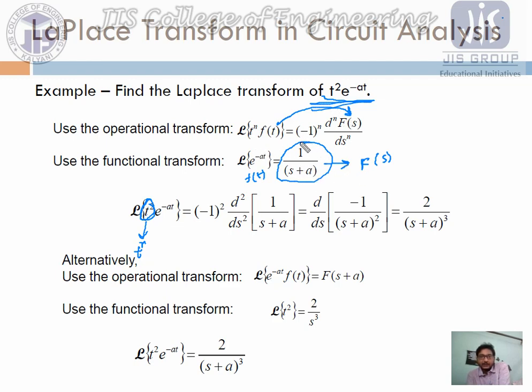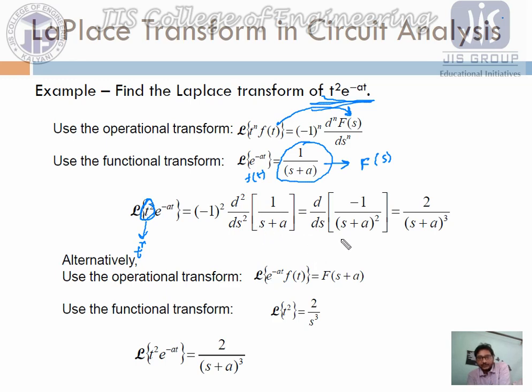As per the given formula, minus 1 whole to the power n, where n is the power of t. What is this? That is t to the power 2. So minus 1 to the power 2 into d^2/ds^2, a second derivative, of F of s, the Laplace transformation of f of t. The function is e to the power minus at, and its Laplace transformation F of s is 1 by s plus a. So we write 1 by s plus a and d^2/ds^2.